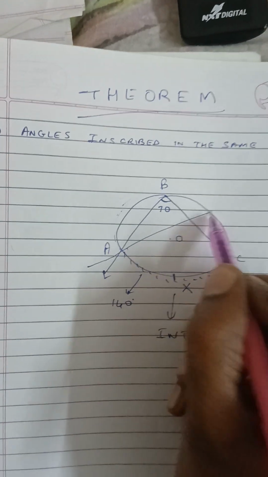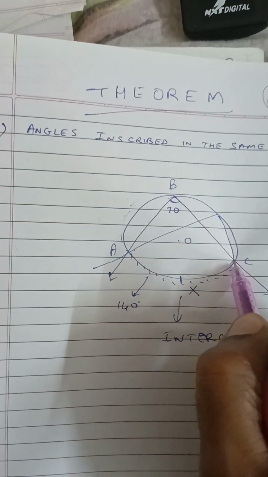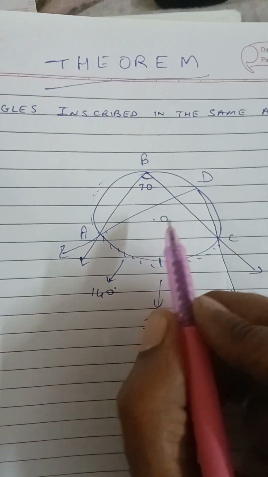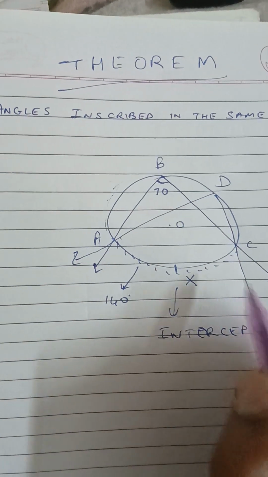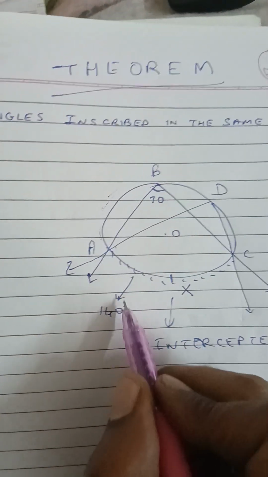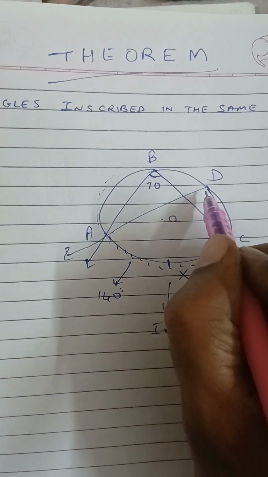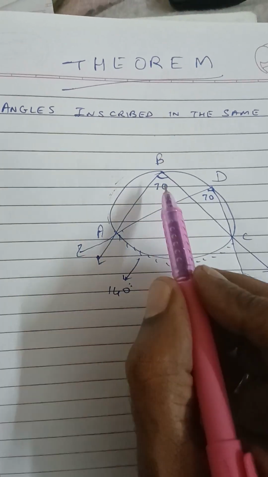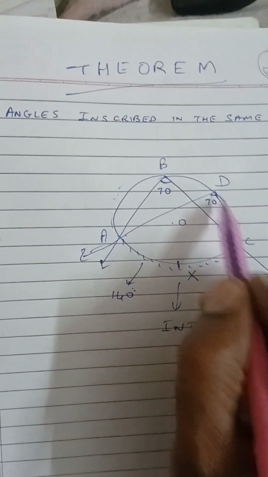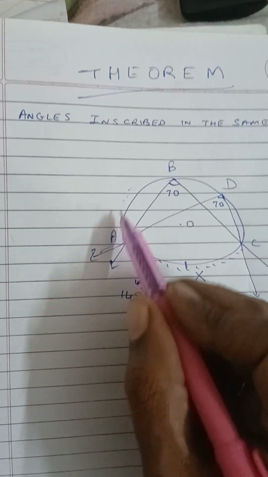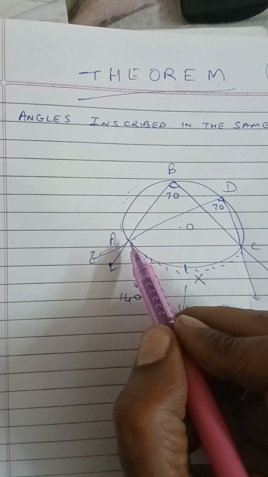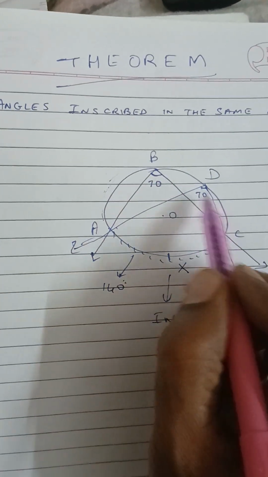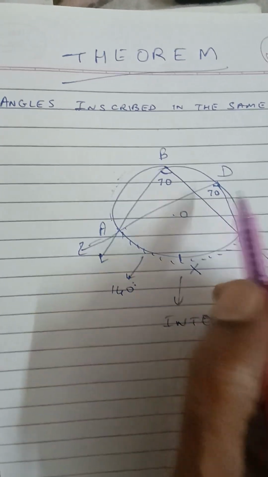I draw another angle and name this as D. Angle ADC now will be how much? If this is 140, obviously this angle will be 70 degrees. So we see angles inscribed in the same arc, that is ABC, in the arc ABC you name it, or ADC. These two angles are congruent.